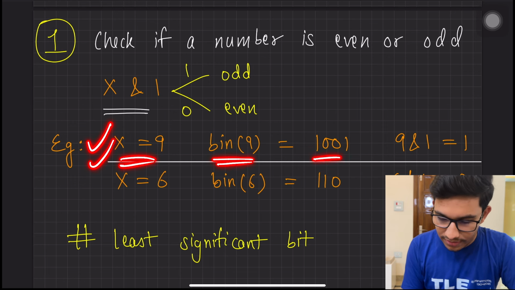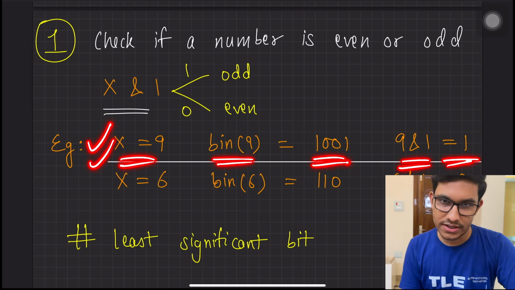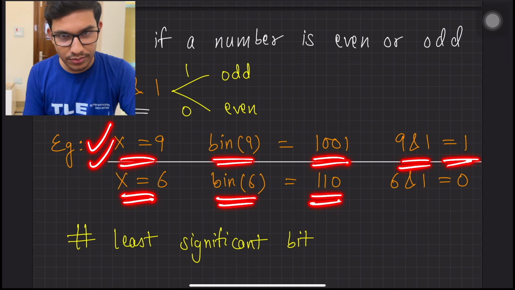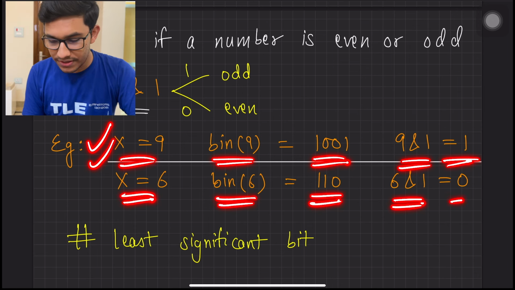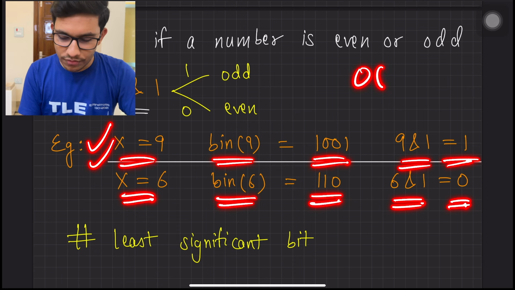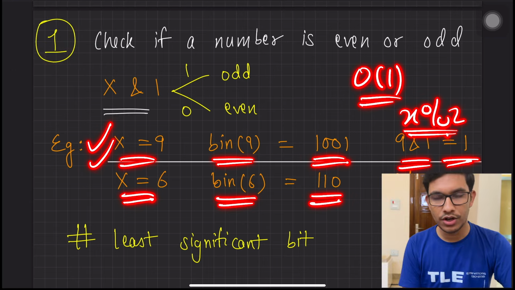So if you look at these examples, x is equal to 9. Binary representation of 9 looks like 1001. 9 and 1 comes out to be 1. So this number is odd. Similarly, if x is equal to 6, the binary representation of 6 is 110. And 6 and 1 comes out to be 0. So this number is even, right? So this is one way to check. This is order of 1 and it is much faster than x modulo 2. Much faster than x modulo 2.